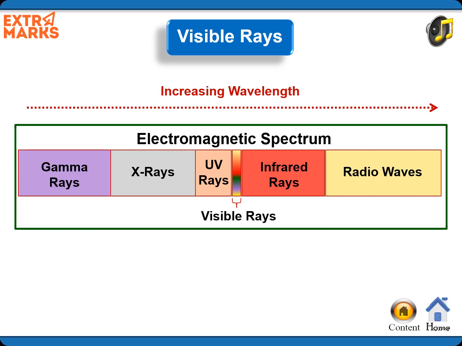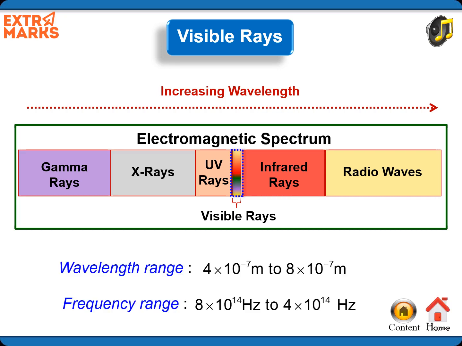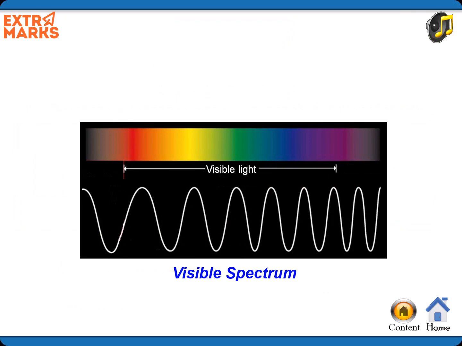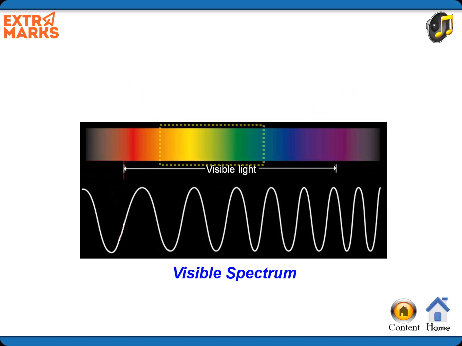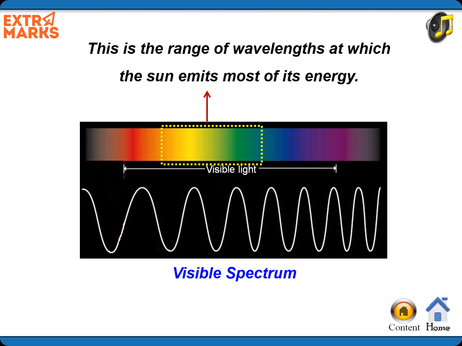It is the only region of the electromagnetic spectrum that can be detected by the human eye. It is also known as white light, as it constitutes 7 colors. In the visible spectrum, red light has the highest wavelength, whereas violet has the lowest wavelength. Our eyes are most sensitive to the radiations which lie in the yellow-green range of the visible spectrum.